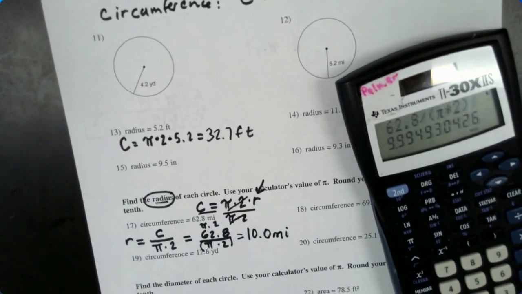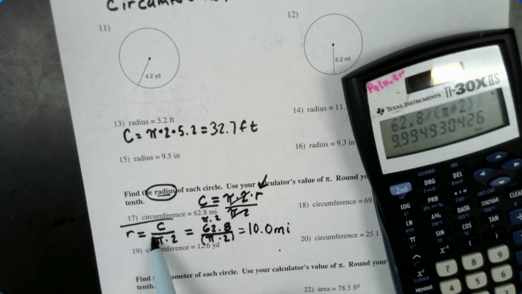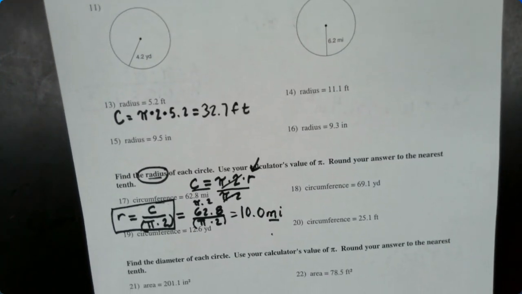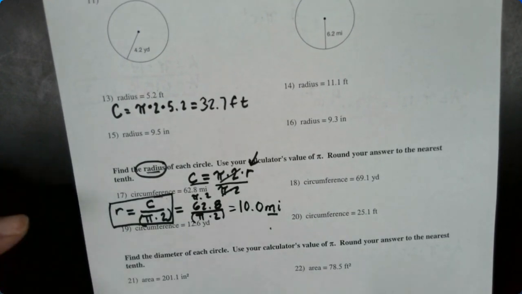Okay. All right, so for 18, 19, and 20, you're going to follow the same pattern. You're going to take your circumference and divide by pi times 2 in parentheses, and then label the unit. So I'm going to let you guys try those ones, the rest of those. Let's do one of these. Let's do 21.